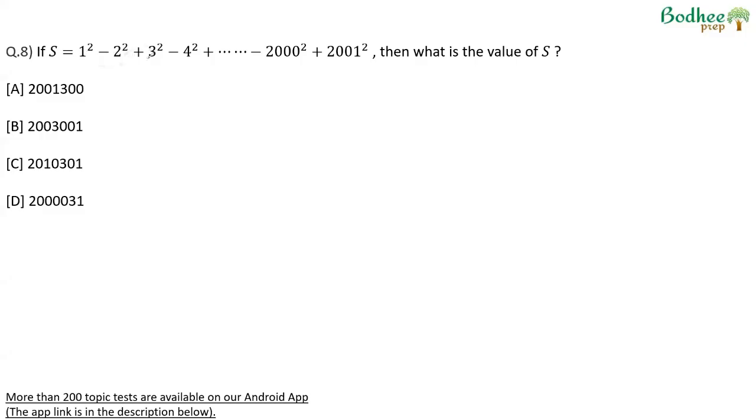S is 1 square minus 2 square plus 3 square minus 4 square and so on till 2001 square. So if we write the positive terms, we'll have 1 square plus 3 square plus 5 square and so on till 2001 square, minus 2 square plus 4 square plus 6 square up till 2000 square.